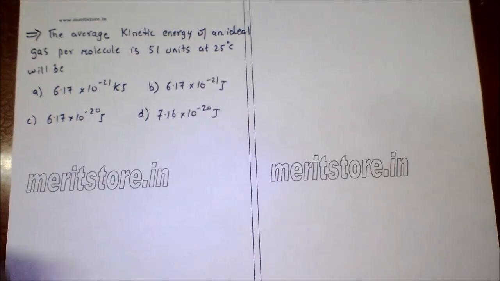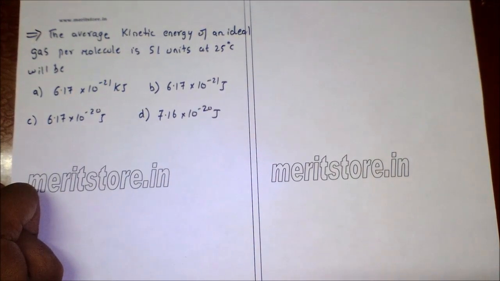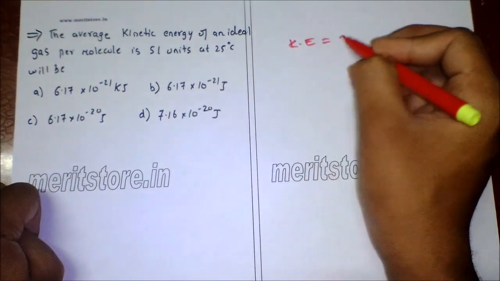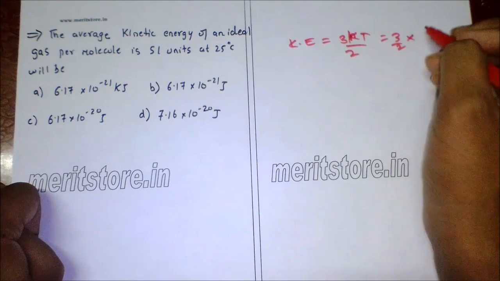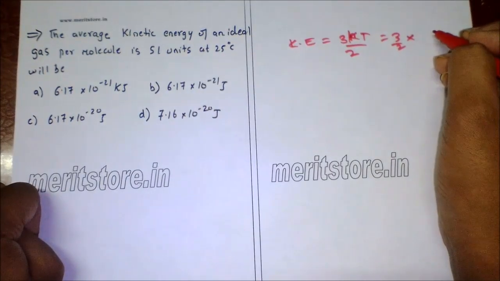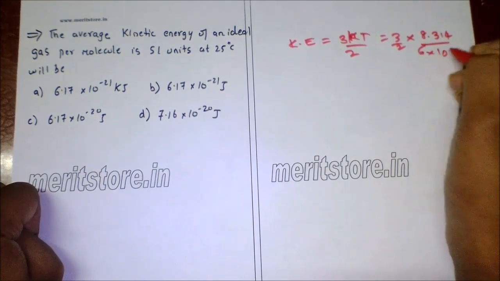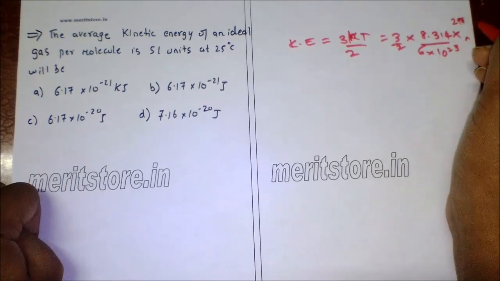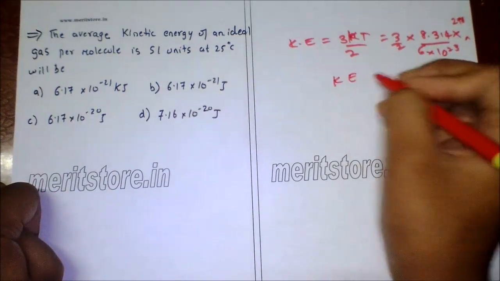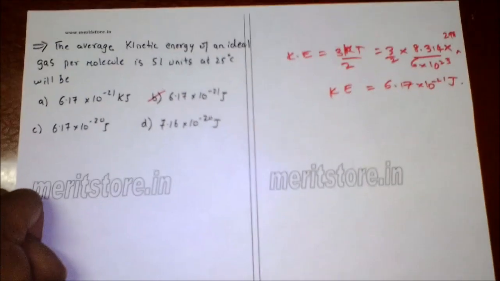The average kinetic energy of an ideal gas per molecule in SI unit at 25 degrees Celsius will be. So the average kinetic energy per molecule will be KE is equal to 3KT upon 2. So 3 by 2 into K, where K is gas constant divided by per molecule. So 8.314 divided by 6 into 10 raised to 23, which is Avogadro number, into temperature. Temperature is 298 Kelvin. On solving this, we get kinetic energy is equal to 6.17 into 10 raised to minus 21 joules. So option B is the correct answer.